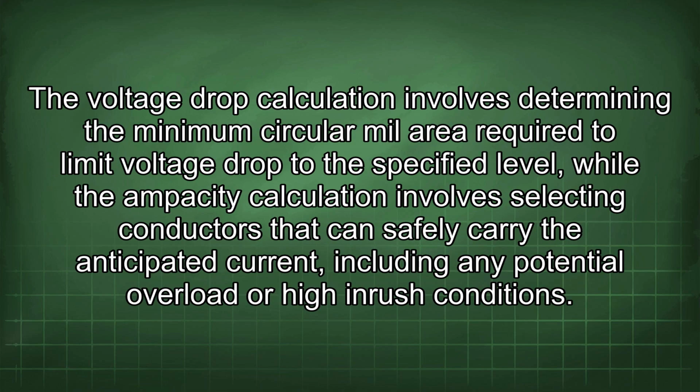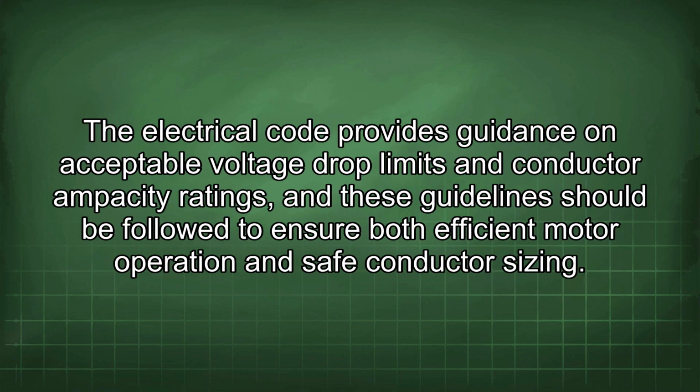The voltage drop calculation involves determining the minimum circular mil area required to limit voltage drop to the specified level, while the ampacity calculation involves selecting conductors that can safely carry the anticipated current, including any potential overload or high inrush conditions. The electrical code provides guidance on acceptable voltage drop limits and conductor ampacity ratings, and these guidelines should be followed to ensure both efficient motor operation and safe conductor sizing.